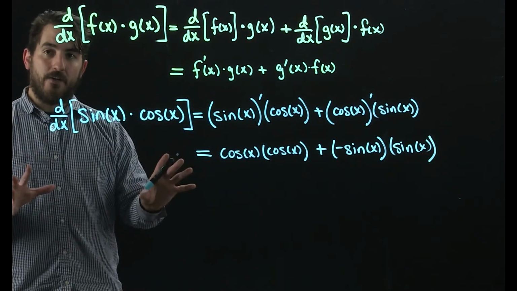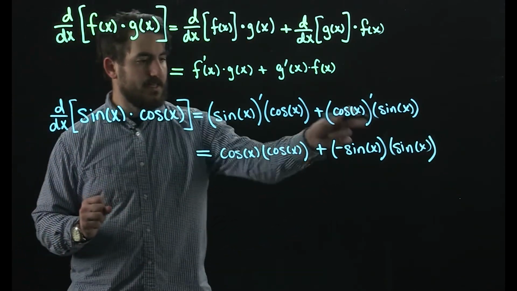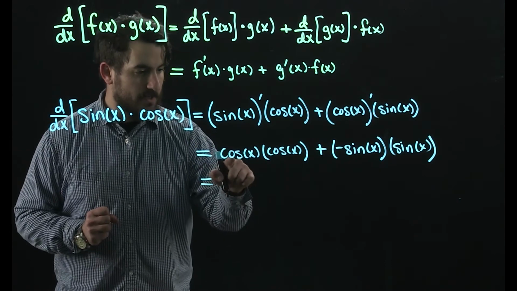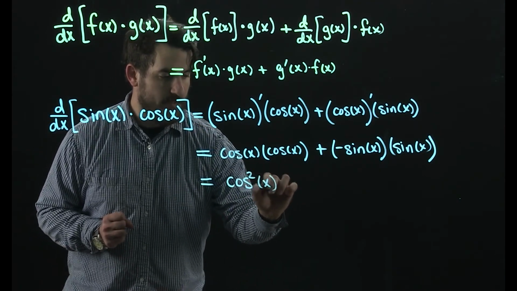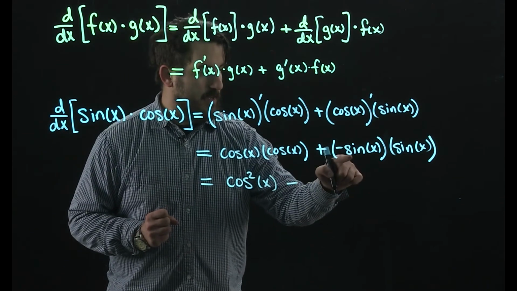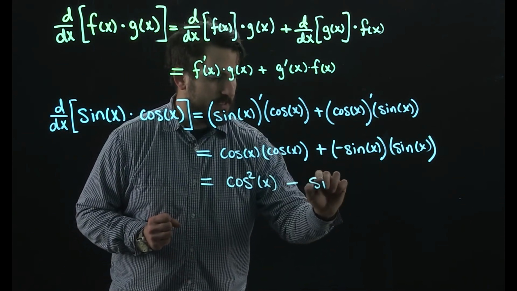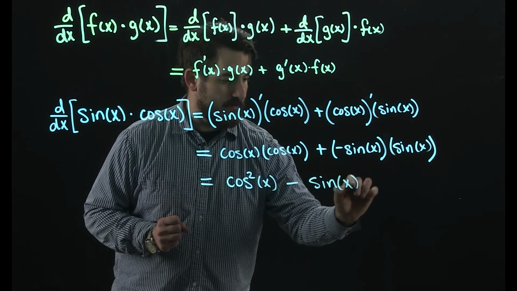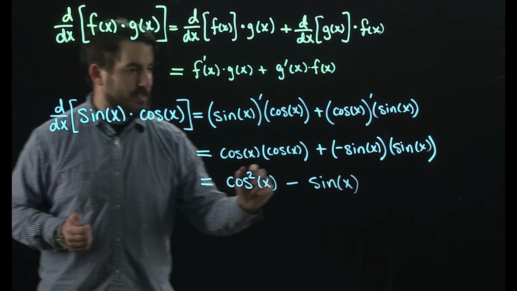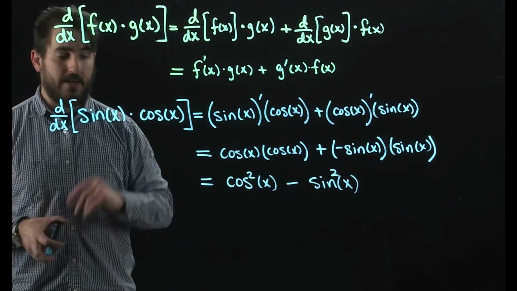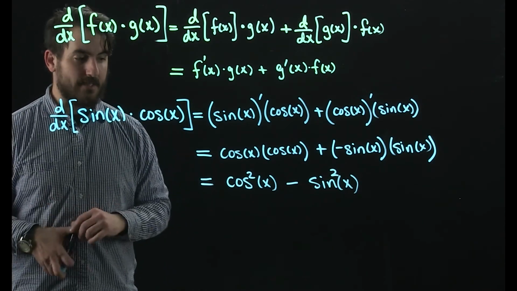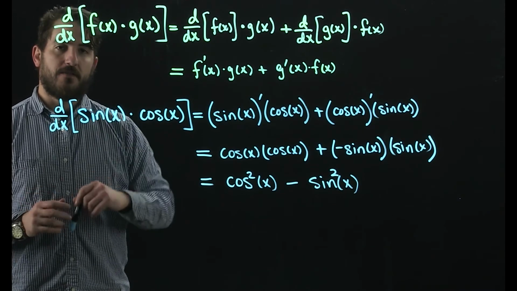Okay, so now that we have that, we can clean this up a little bit. So that's going to be cosine times cosine, so that's cosine squared of x, minus, that's going to be sine times sine, so that's sine squared of x. Now, that actually is an identity, and I challenge you to figure out what identity that is. So that is the derivative of this product rule.